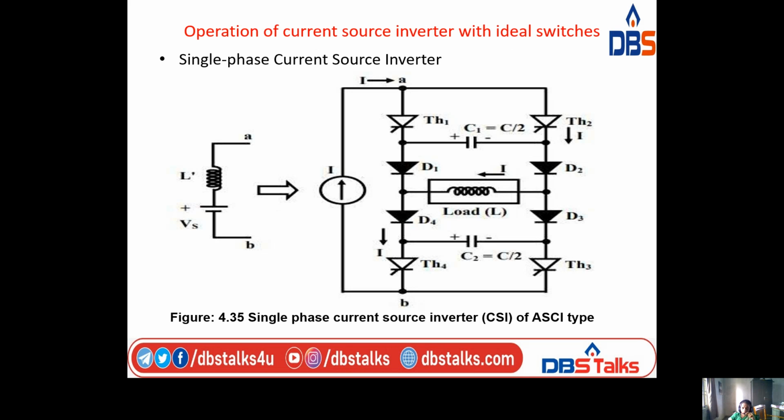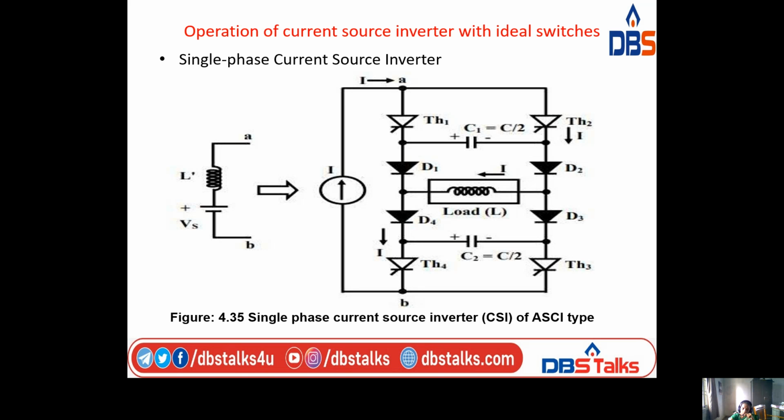Next, coming to the current source inverter with ideal switches, called CSI. CSI means current source inverter. Here you have to see the circuit diagram of the current source inverter. This is a single phase current source inverter, shown in figure 4.35, with ideal switches.